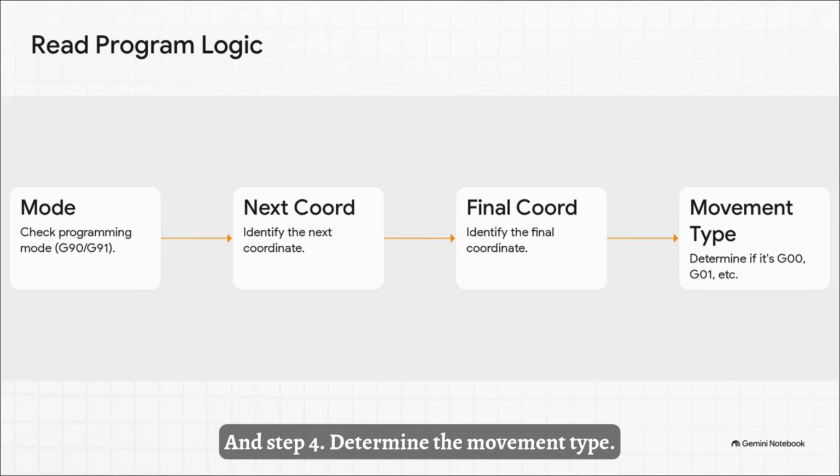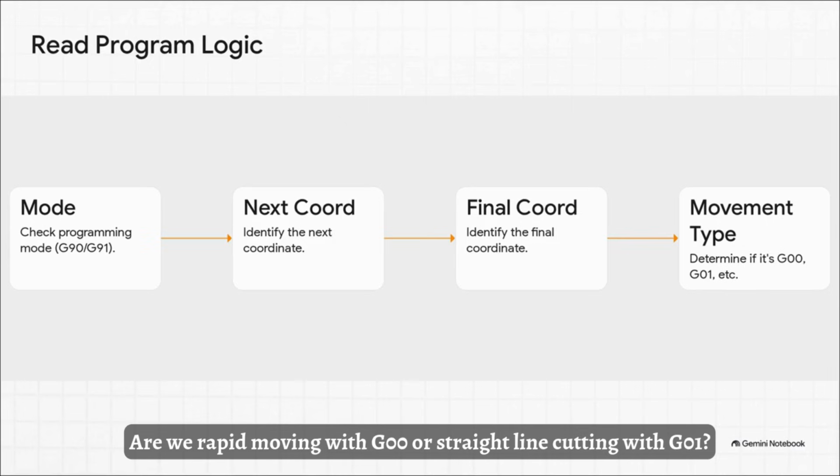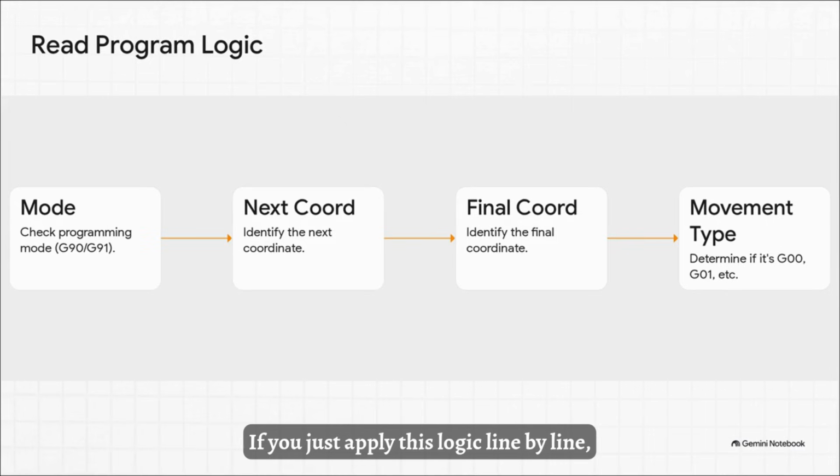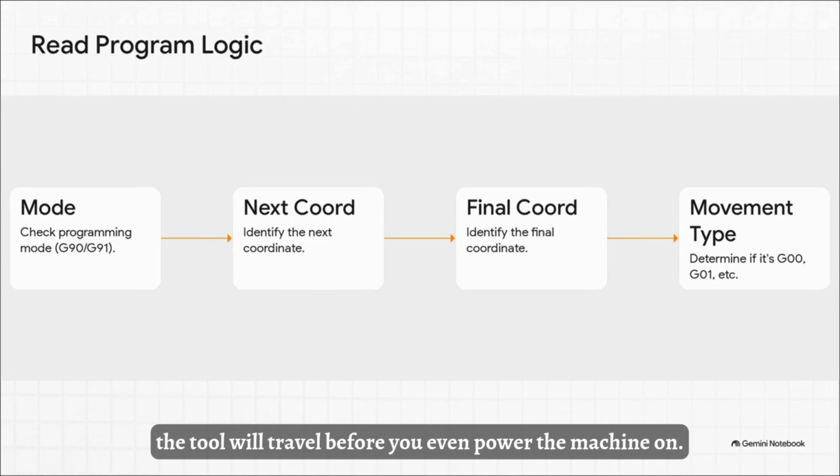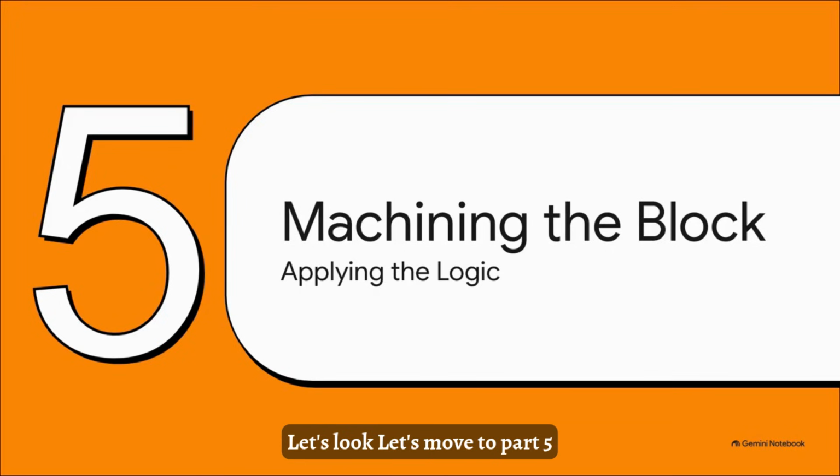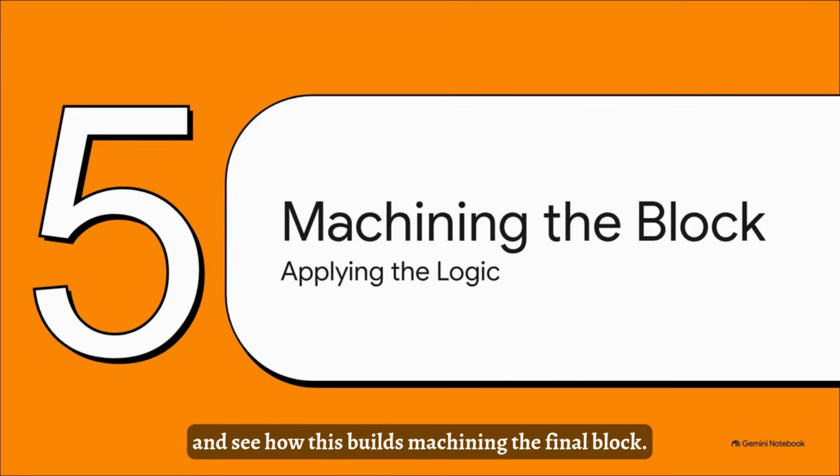And step 4, determine the movement type. Are we rapid moving with G00 or straight line cutting with G01? If you just apply this logic line by line, you can map out exactly where the tool will travel before you even power the machine on. Let's move to part 5 and see how this builds machining the final block.